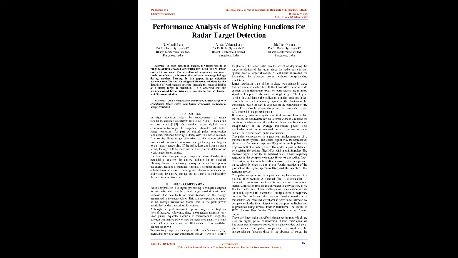For detection of targets as per range resolution of radar, it is essential to address the energy leakage during matched filtering. In this paper, target detection performance of Kaiser, Hanning, and Blackman windows for the detection of weak targets entering through the range side lobes of a strong target is evaluated. It is observed that the performance of Kaiser window is superior to that of Hanning and Blackman window.